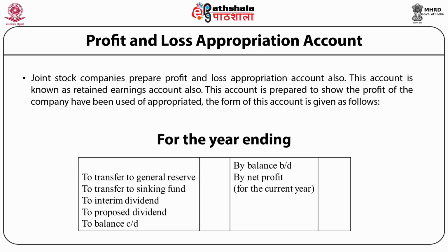The balance of last year and current year profit is shown on the credit side, whereas transfer to reserve, transfer to sinking fund, and dividend are shown on the debit side.